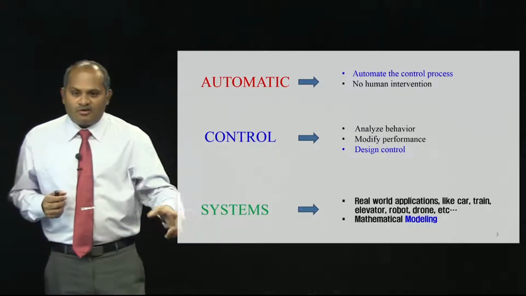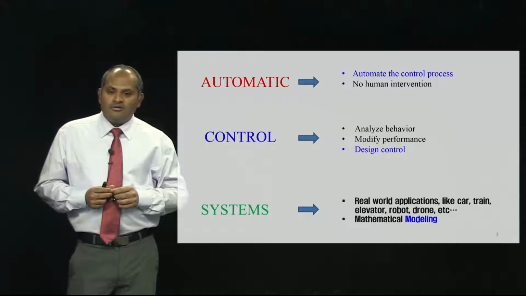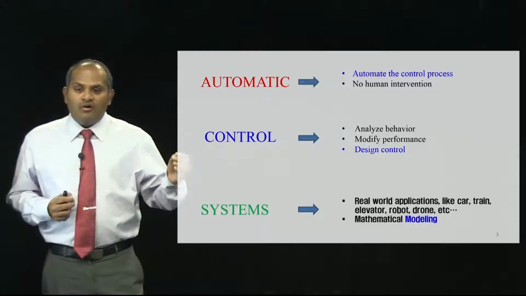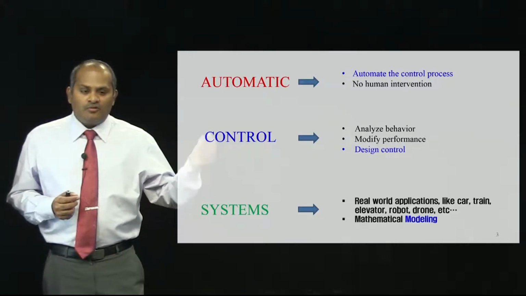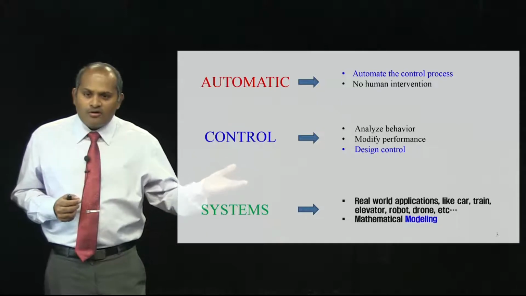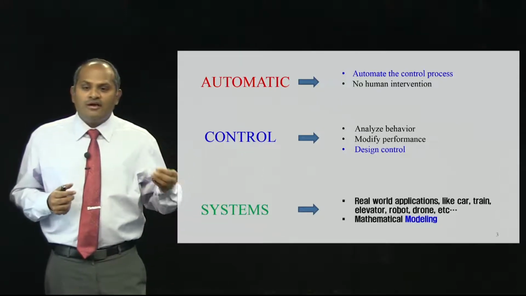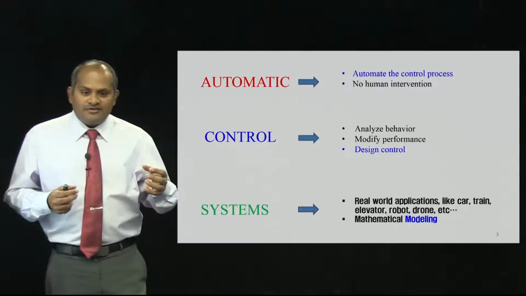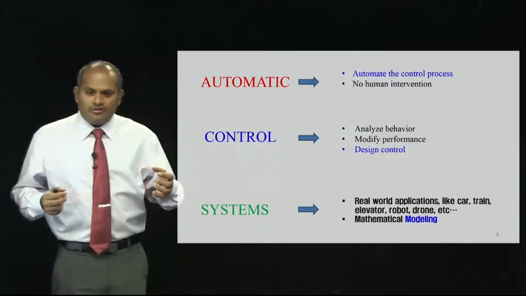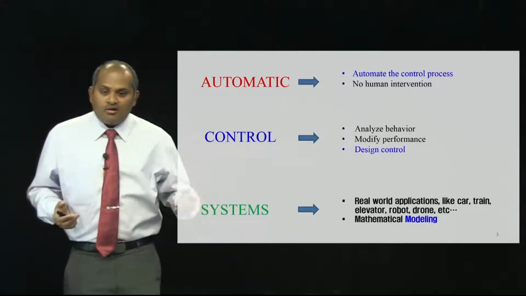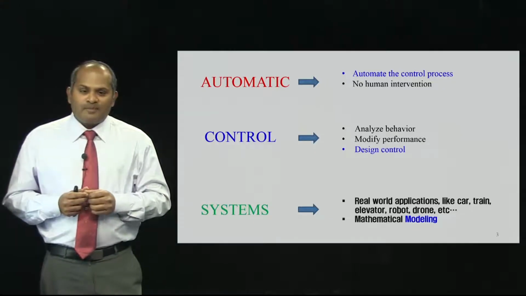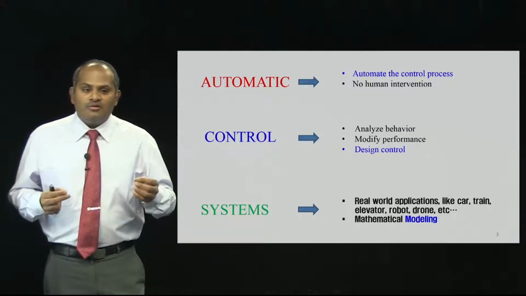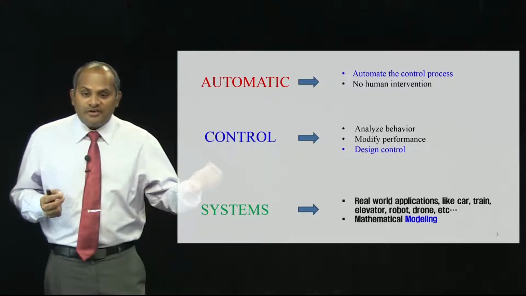The systems we are talking about in our automatic control systems lecture are real world applications. When I say real world applications, they are like the car, train, elevator, robot, drone, every engineering system we use is a system. A system is something that responds to an input. Even humans, biological, are also systems. However, in this lecture, our focus is limited to artificial, man-made engineering systems.